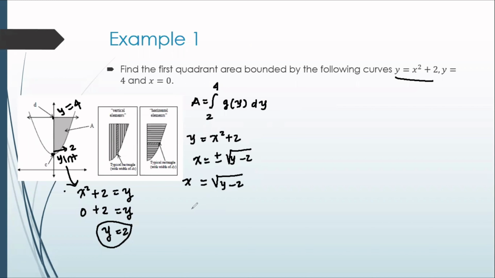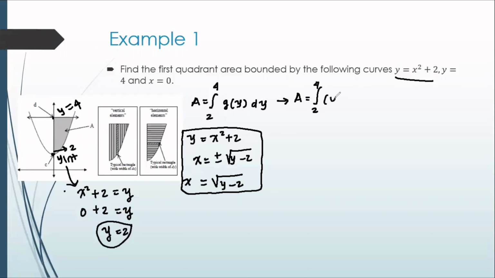So that the area will be equal to integral 2 until 4 of y minus 2 to the power of a half dy. So let's calculate it. 1 per 3 out of 2, y minus 2, 3 out of 2. It's from 2 until 4.